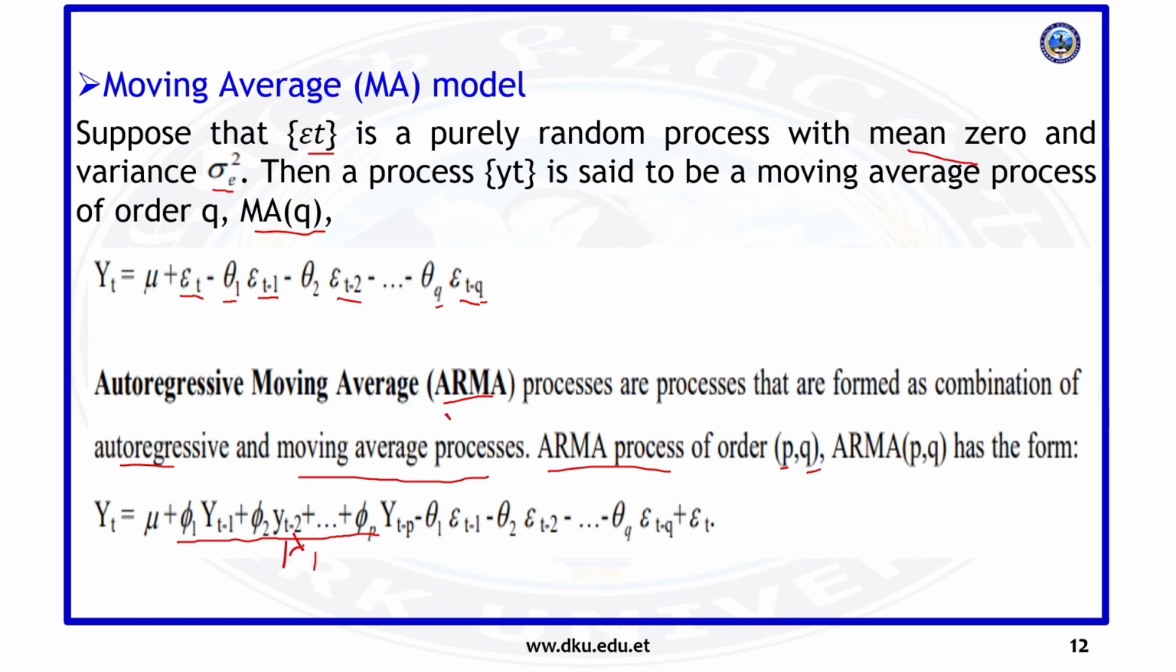This one is autoregressive, and this one is the moving average part, moving average of order Q. This one is autoregressive, the order of P. So we call this an autoregressive moving average model.